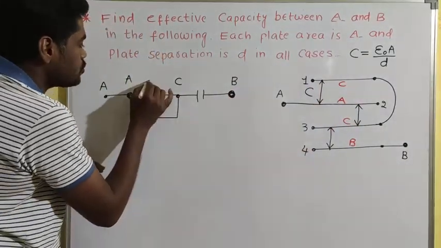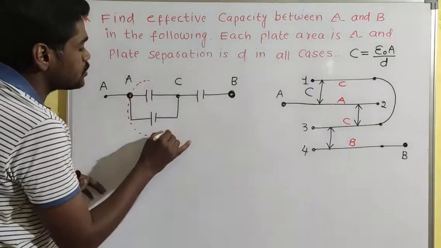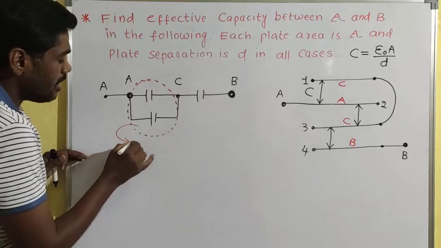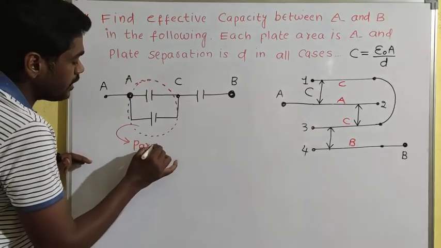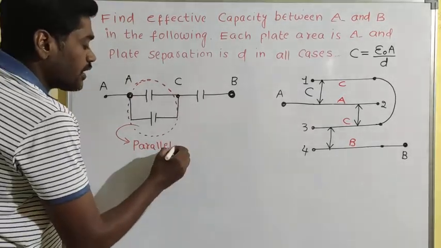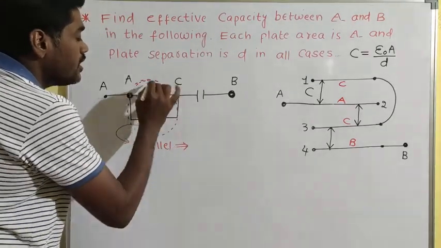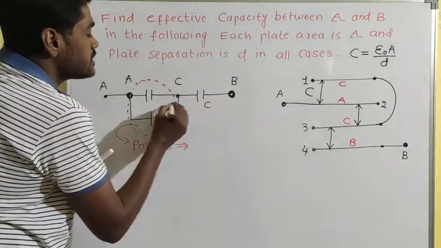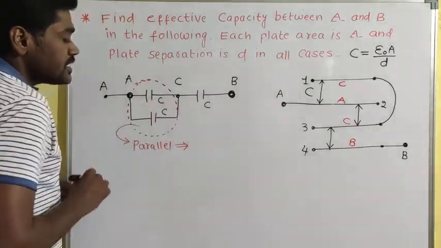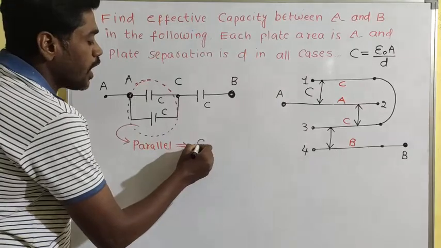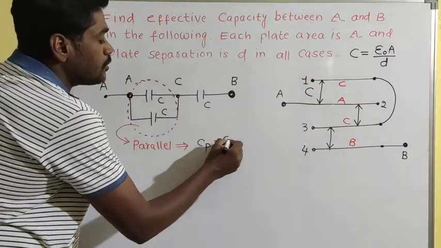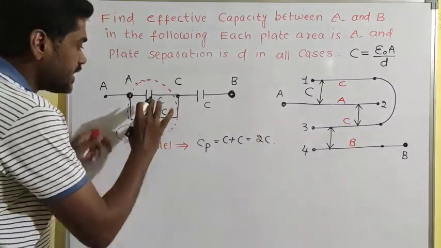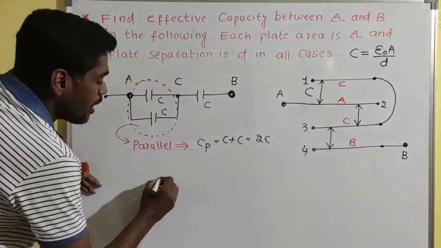Therefore these two are in parallel. Okay? These two are in parallel. So what answer are you getting? The answer is the combination of this one. All are the same, yes, all are the same. This is C, this is C, and this is also C. These two are in parallel, therefore CP is equal to C plus C, which equals 2C. When both are in parallel, now I am drawing one more diagram.